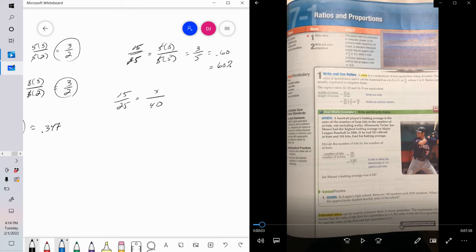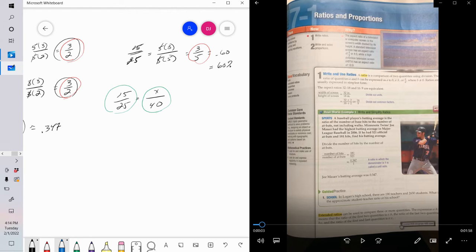The difference between a ratio and a proportion is that a ratio is a single fraction: 3 to 2, 3 to 5. What a proportion is, is when I take one fraction, 15 over 25, and set it equal to another ratio. When I say that those two ratios are equal, now I have a proportion. And I'm going to say that they are proportionate.